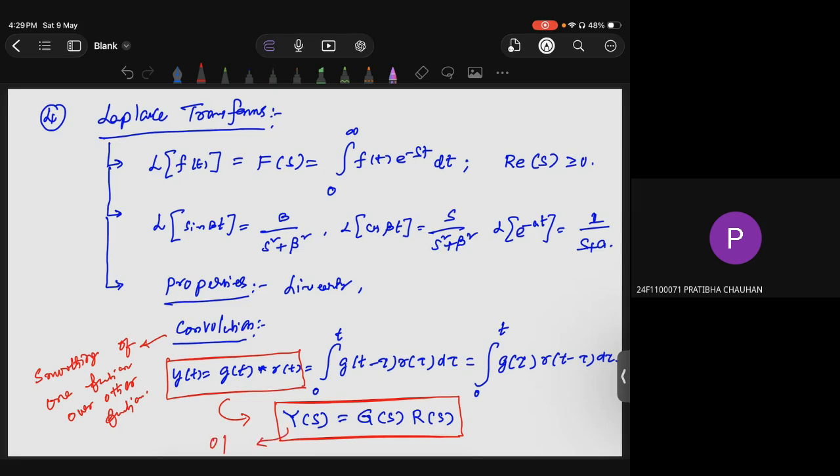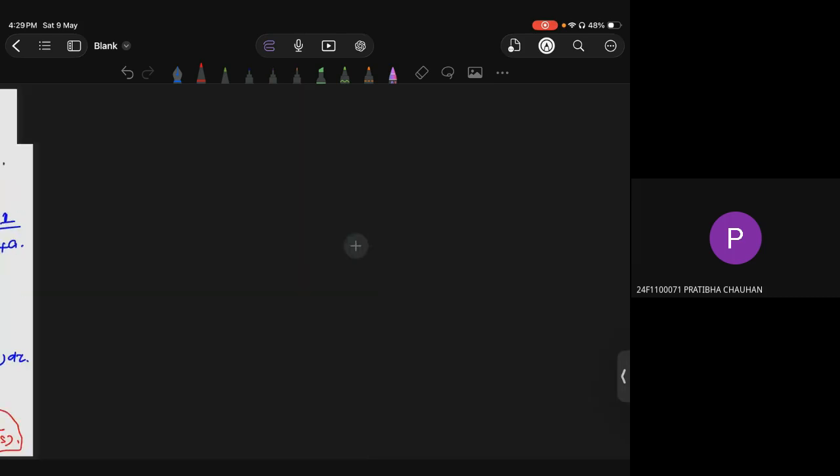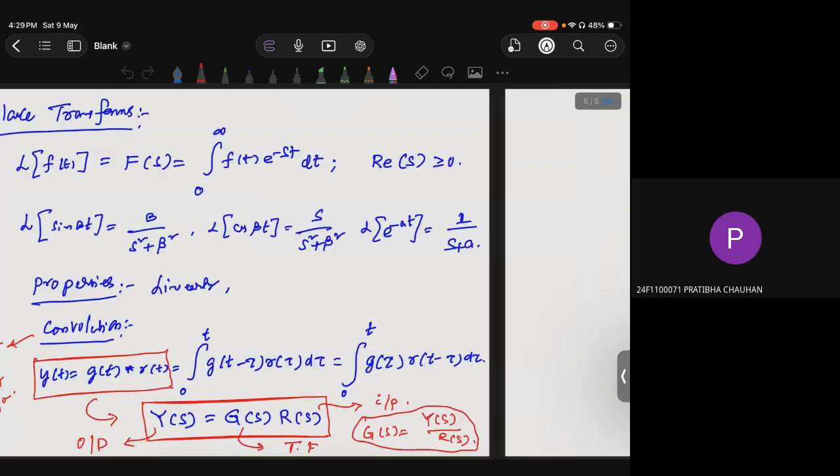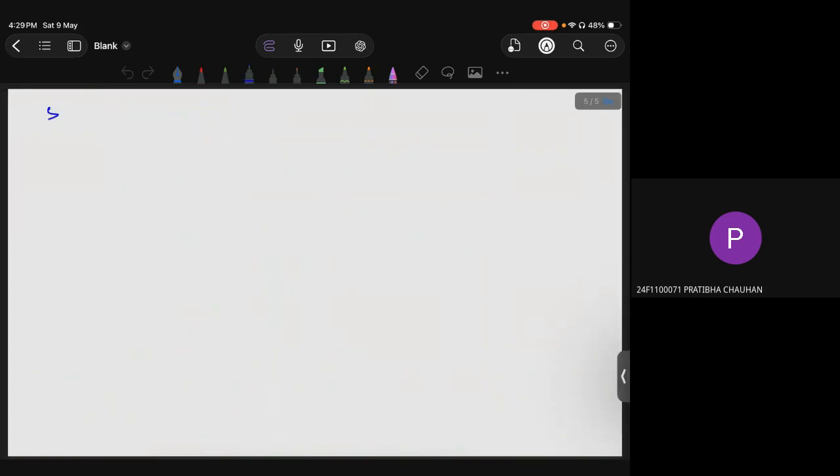So what is this Y of s? Y of s is the output. What is this G of s? Transfer function. And what is this R of s? Input, correct? Based upon this, we could define our transfer function. Transfer function is going to be G of s equal to Y of s by R of s. This is the transfer function. After learning about these Laplace transforms, we are entering into the important concept of the transfer function.